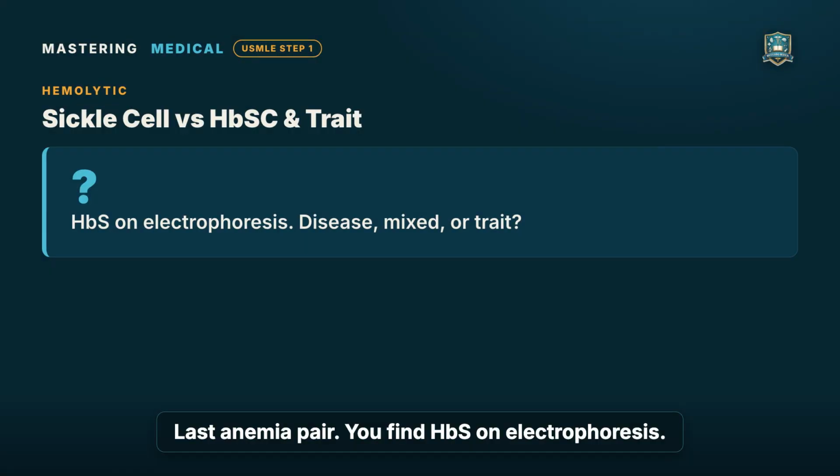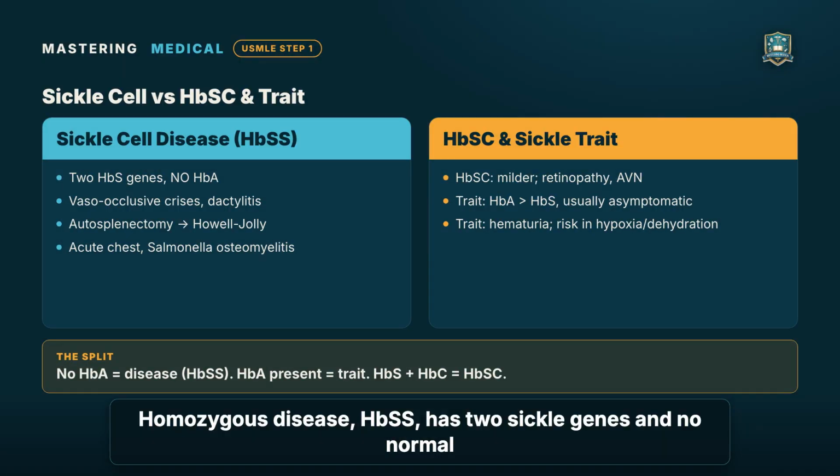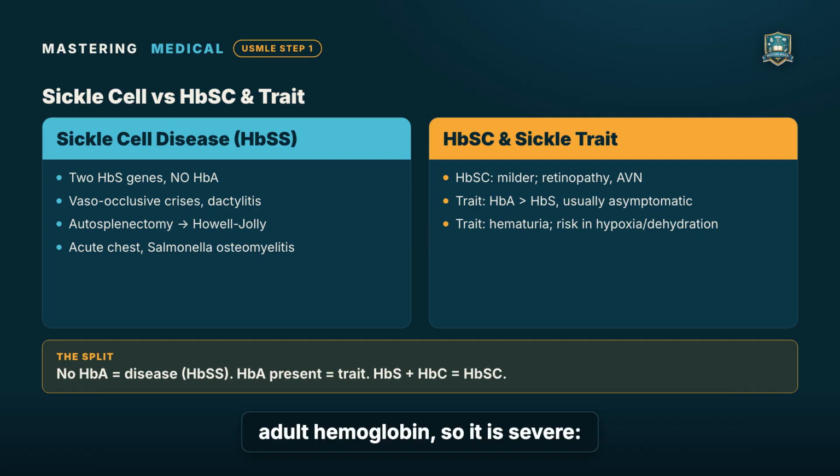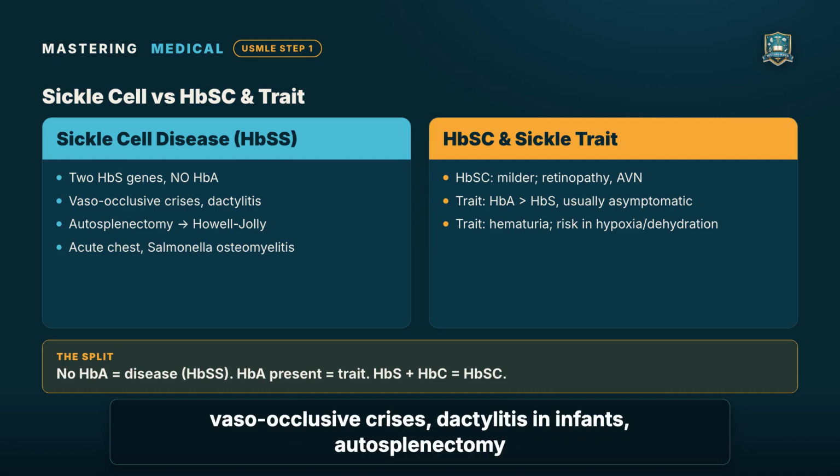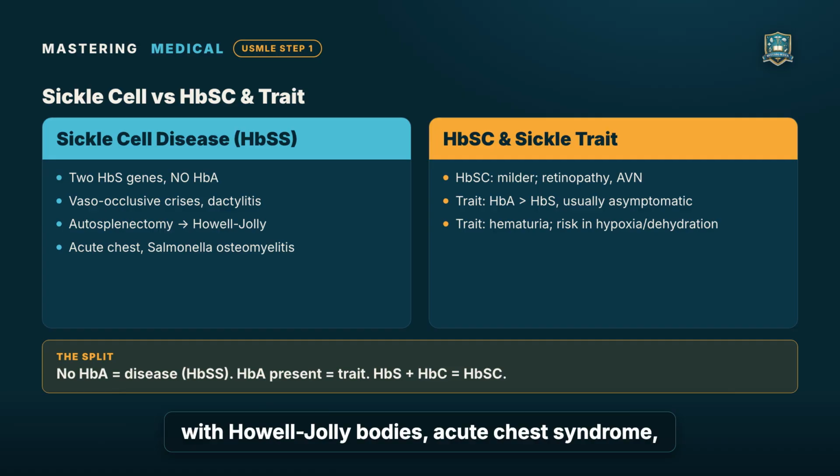Last anemia pair, you find hemoglobin S on electrophoresis. But not every hemoglobin S patient has full sickle cell disease. Severity depends on what is paired with it. Homozygous disease, hemoglobin SS, has two sickle genes and no normal adult hemoglobin, so it is severe. Vaso-occlusive crises, dactylitis in infants, autosplenectomy with Howell-Jolly bodies, acute chest syndrome, and a special risk of Salmonella osteomyelitis.